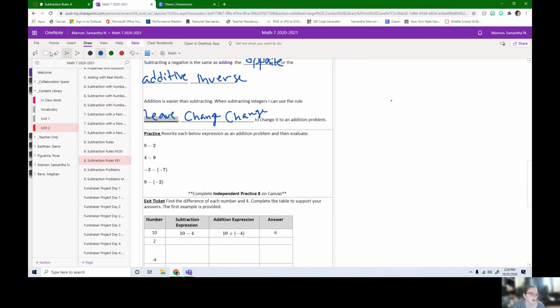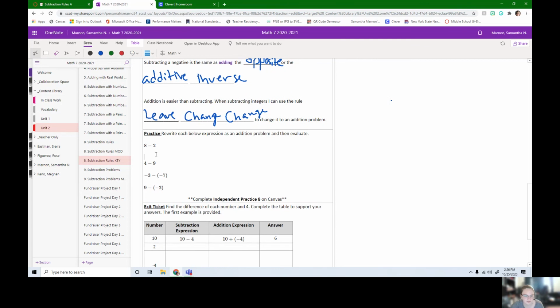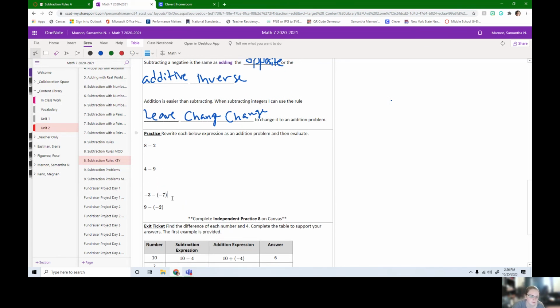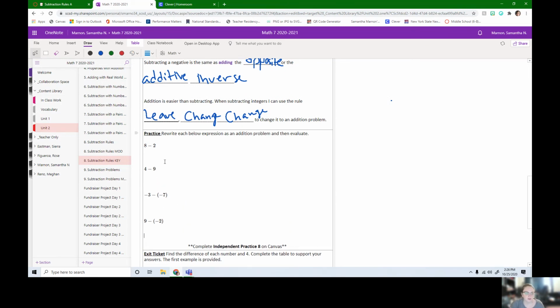So here you have some practice ones. And if you're like me, you're going to want more space, so you're going to have to hit enter a few times. Just look at the first one so you can see how leave, change, change works. Instead of subtracting a positive, we can add a negative. So we're going to leave the 8, change minus to plus, and change this positive 2 to a negative 2. And now we can solve it easy.